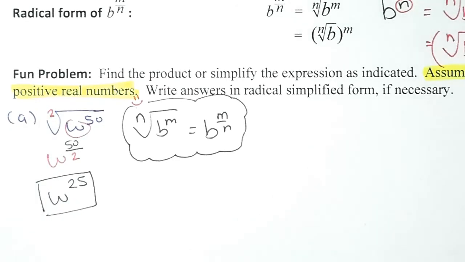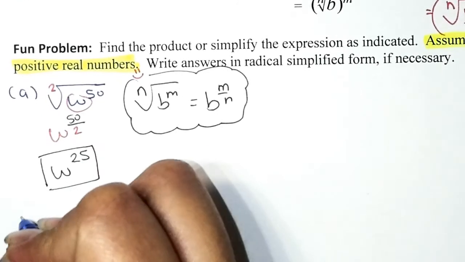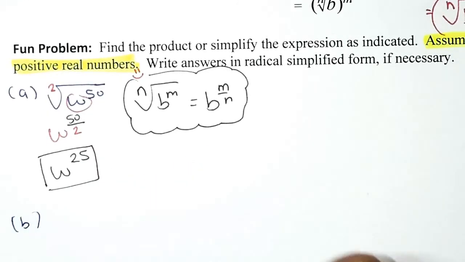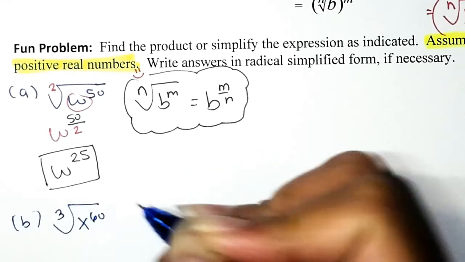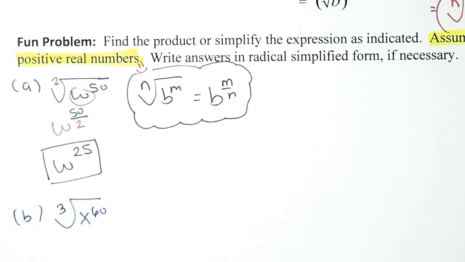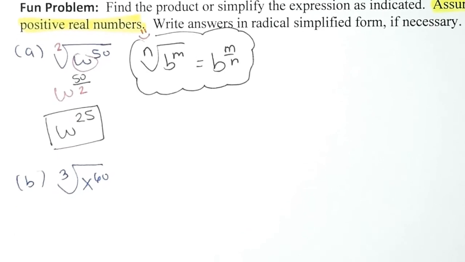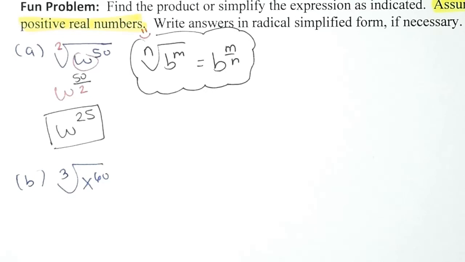Okay, problem B. We have the cube root of x to the 60th power. If you just know the answer off the top of your head because you see it, more power to you, but I really can't. So what am I going to do? I'm going to write this in exponential form. In English, get it out of the radical.